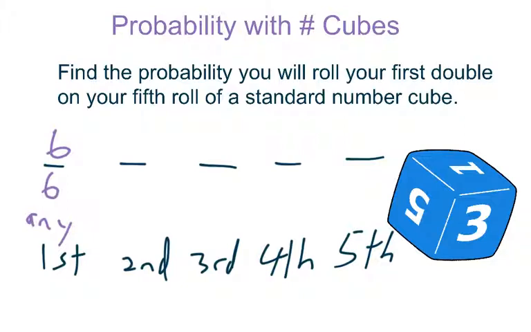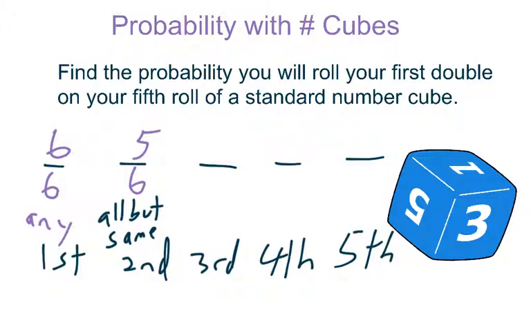On the next roll, we can't roll the same thing because it says our first double is going to appear right here on our 5th roll. So here we can't roll anything. Like if we just rolled a 1, we can't roll a 1 again, but we could roll a 2, 3, 4, or 5. So this would be all but 1, or all but the same number, which is really all but 1. So that would be 5 possibilities out of still 6 outcomes. Notice this bottom number is your total outcomes. It doesn't change.